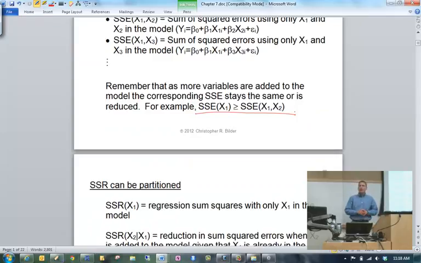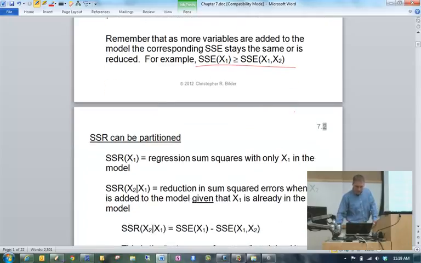Now, hopefully you remember from previous discussions, in particular in chapter 6, as we continue to add predictor variables to our model, our SSE is not going to decrease. You can't do any worse than what you had been, let's say, with x1 if you were to add x2 to the model. SSE is not going to go down. It's going to stay the same or go up. Remember, this corresponded to our discussion of r squared and the problems with r squared when we use the adjusted r squared. So SSE of x1, for example, is greater than or equal to SSE of x1 and x2.